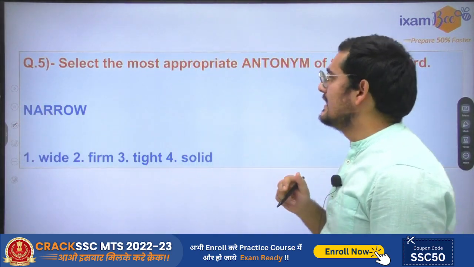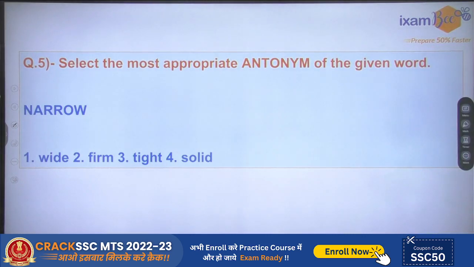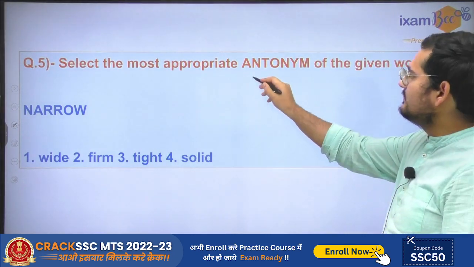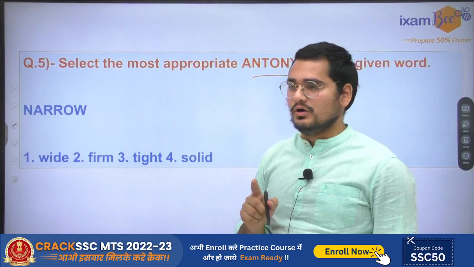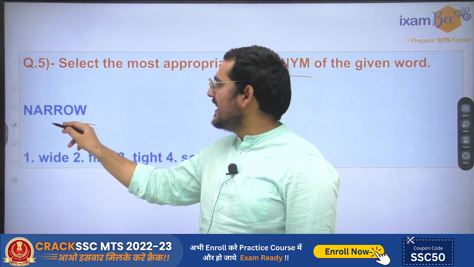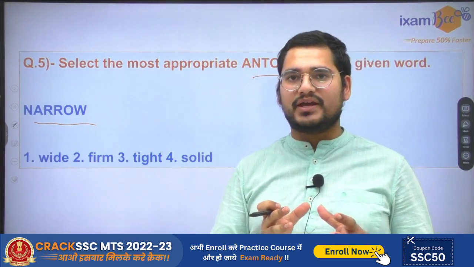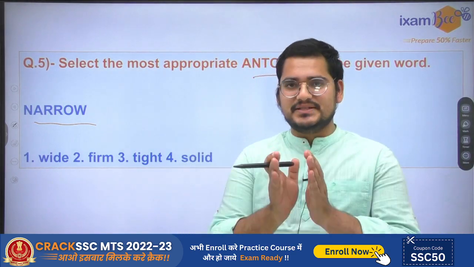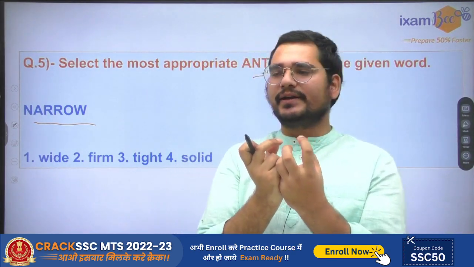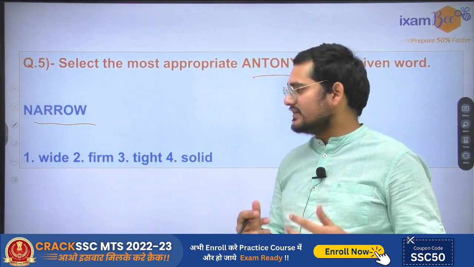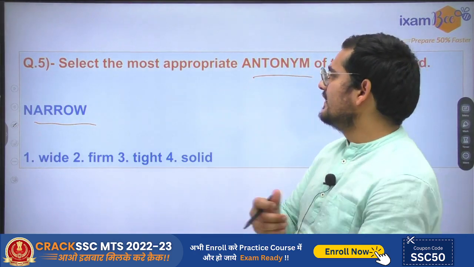Question 5th. Select the most appropriate antonym of the given word. Okay, antonym means we need to find the opposite word to the meaning of "narrow." So you know what narrow means? Okay, something which is very thin, or what you call "sankara," something which doesn't have much space, right? So antonym of narrow.